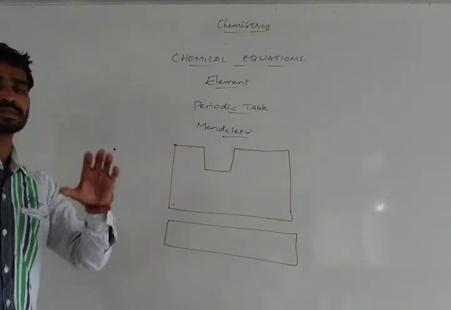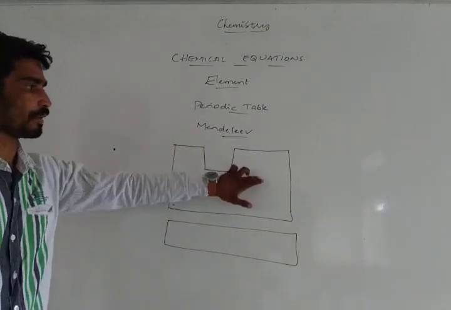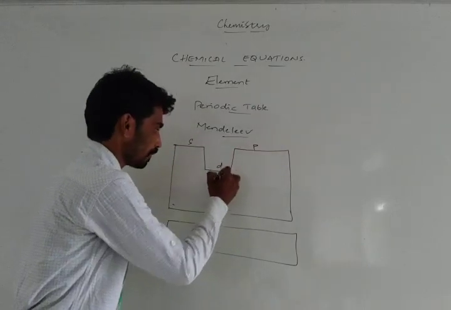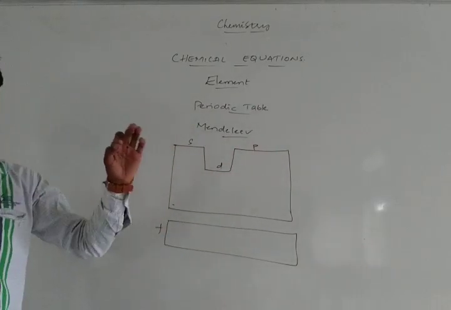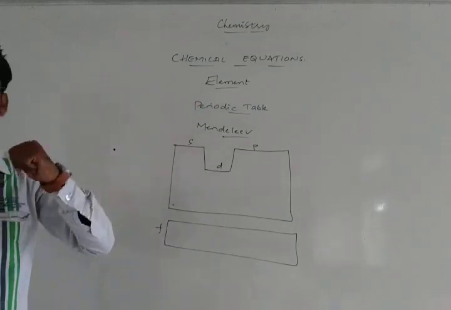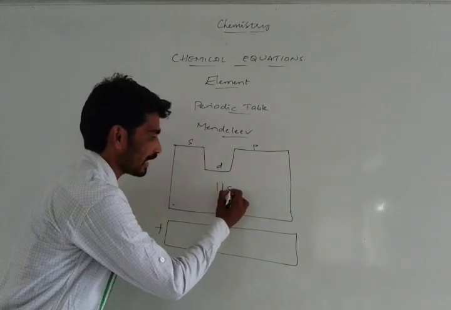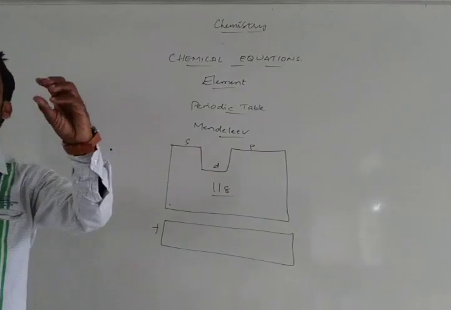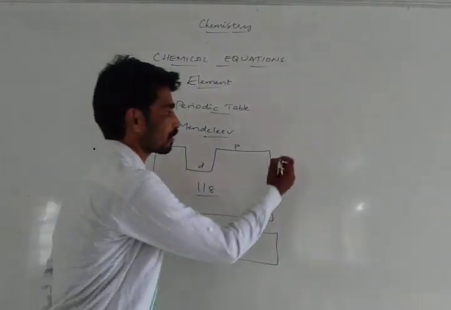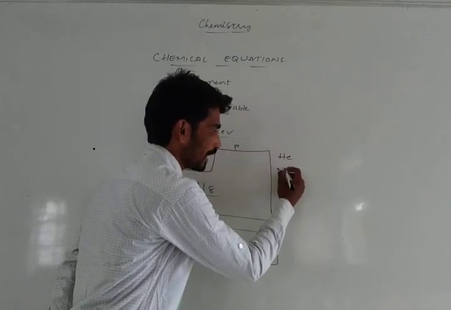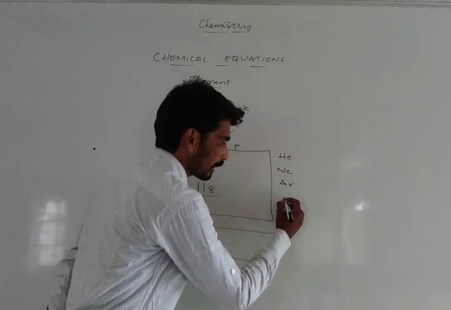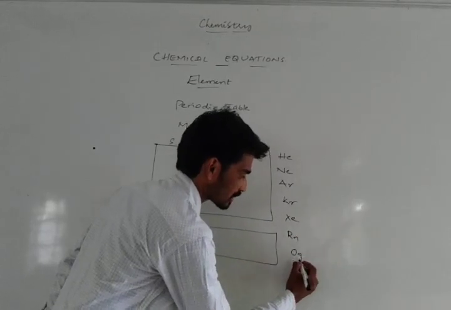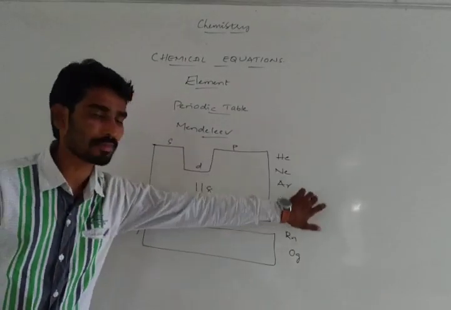It will be subclassified into 4 blocks: S block, P block, D block and F block. At present, as per the 2020 census, we have 118 elements. Of these 118 elements, only 7 elements are highly stable. What are those? Helium, neon, argon, krypton, xenon, radon and oganesson. These are considered stable elements.